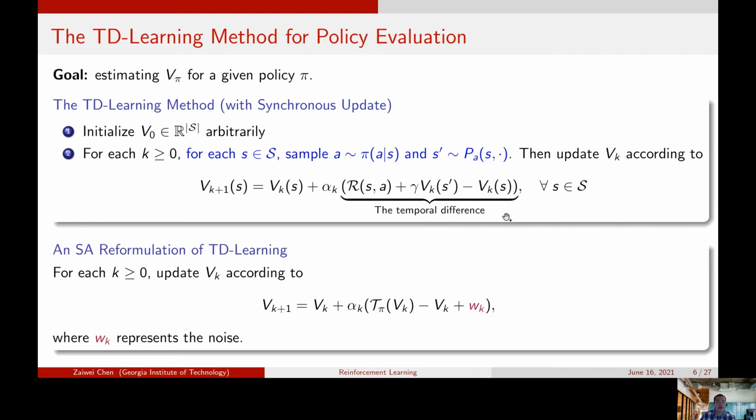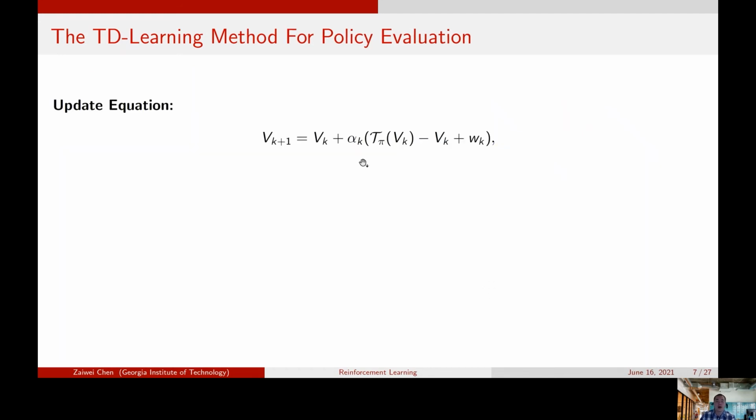In order to do that, we first reformulate the TD learning algorithm as a stochastic approximation algorithm. It turns out that we can equivalently write the TD learning algorithm in the following way. So it's a vector update, and the amount of update here is exactly the difference between the left-hand side and the right-hand side of the Bellman equation, which is T pi vk minus vk, plus some noise wk. This noise arises because in the update equation, we replace the expectation by a sample estimate, which introduces noise.